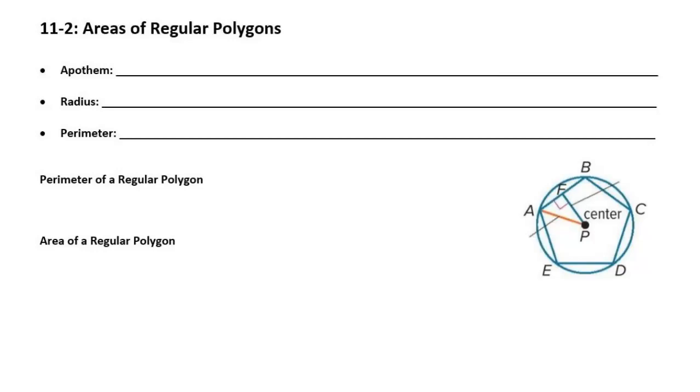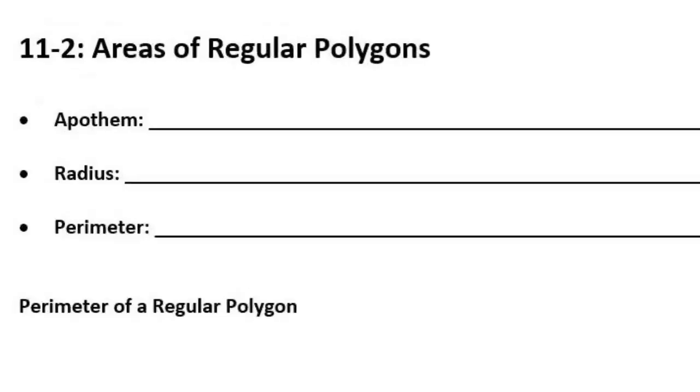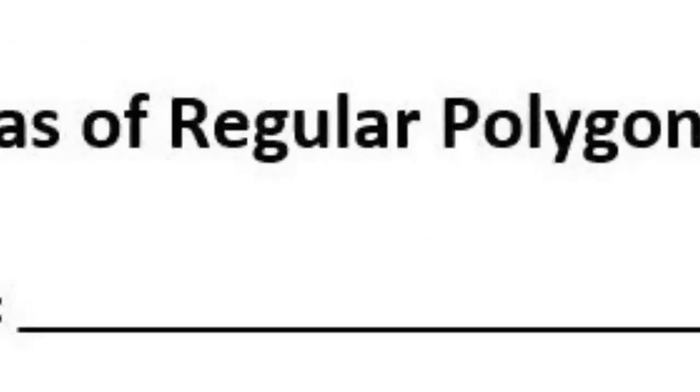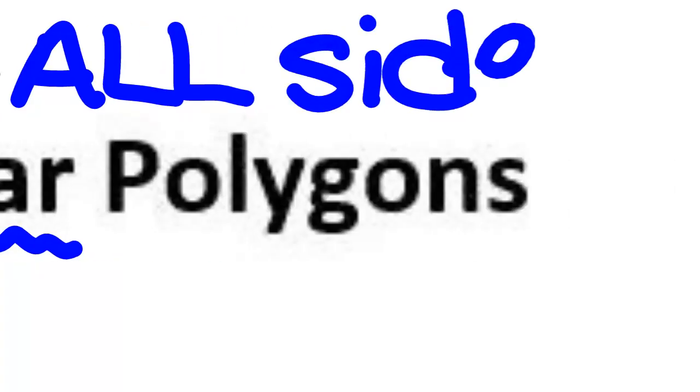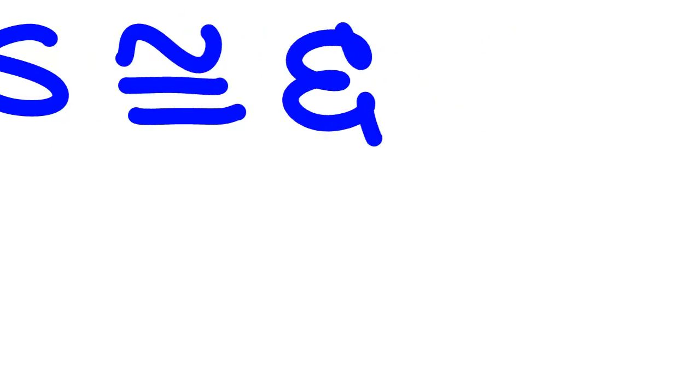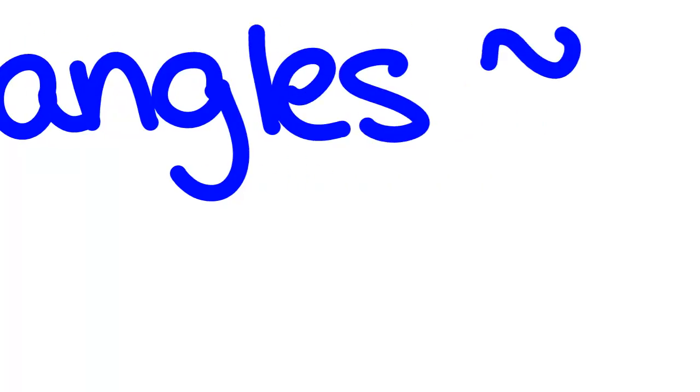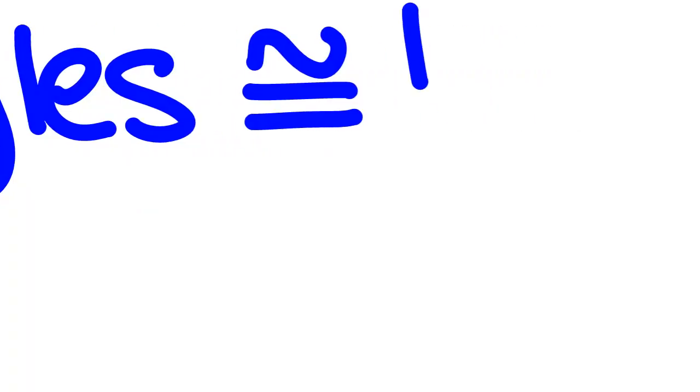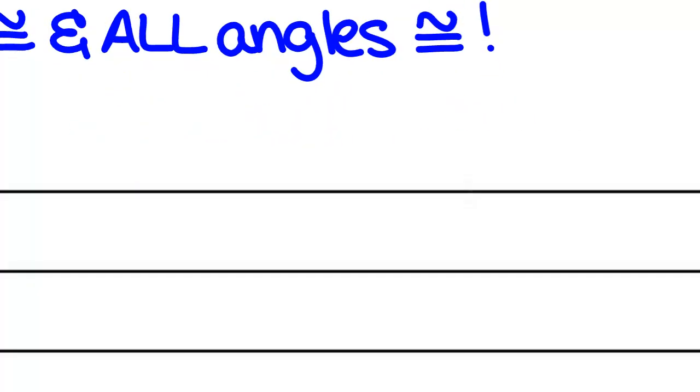We are going to learn how to find the area of regular polygons. And as a reminder, we've talked about regular polygons before, but a regular polygon means all the sides are congruent and all the angles are congruent. That is what a regular polygon is.